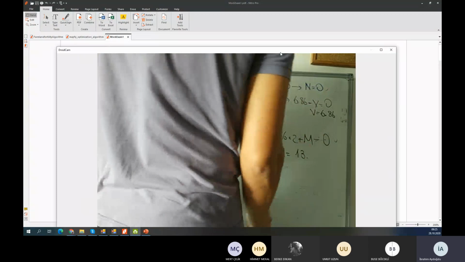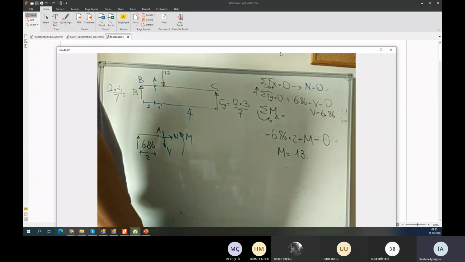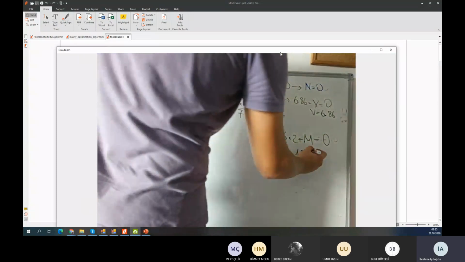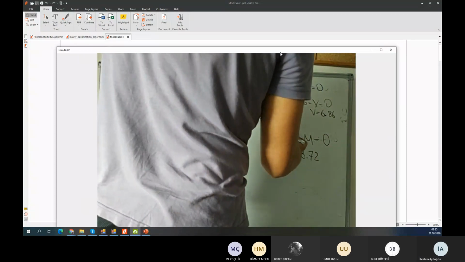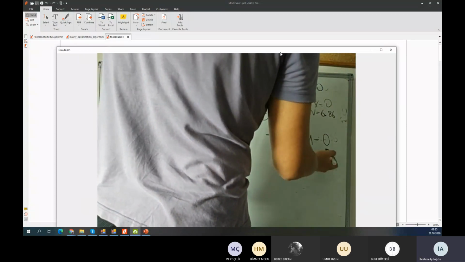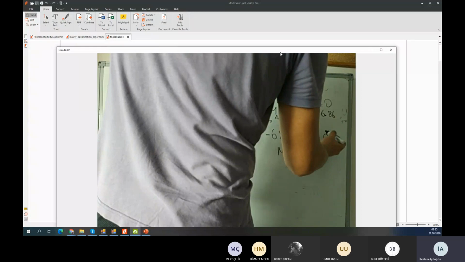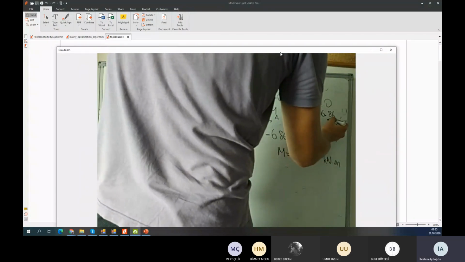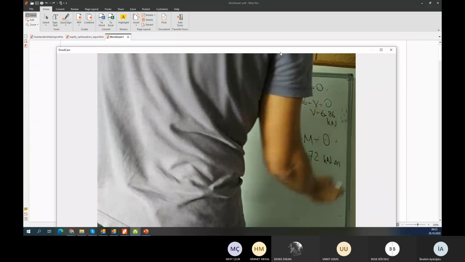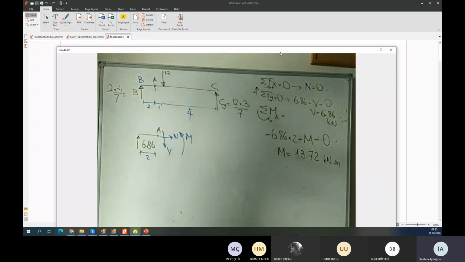point. It's not like this, I hope. Yes. The unit is kilonewton-meter. Okay. Do you have any problem up to now? No problem.